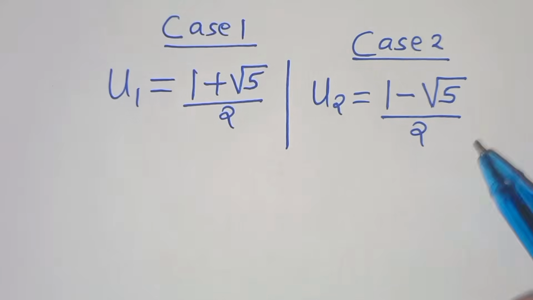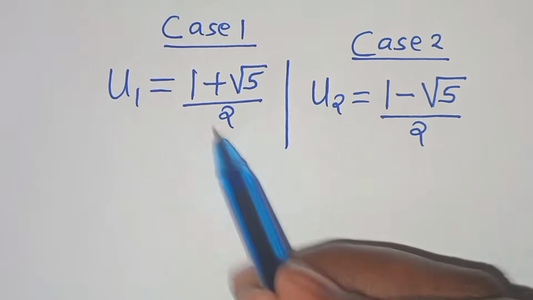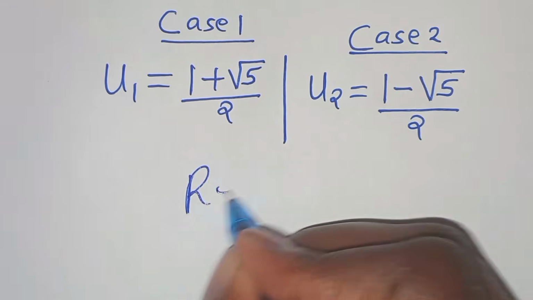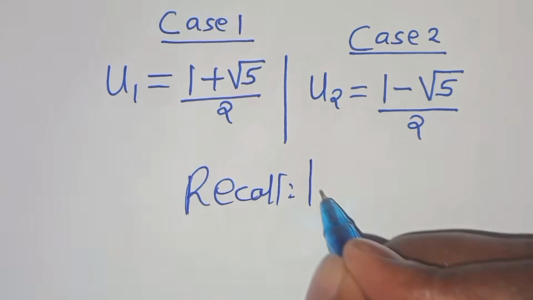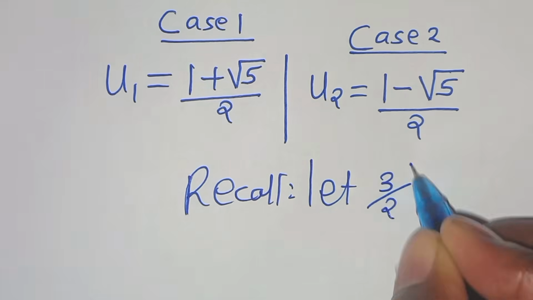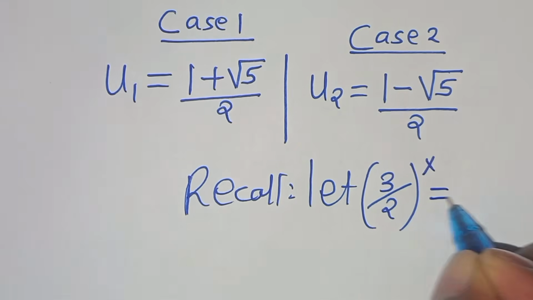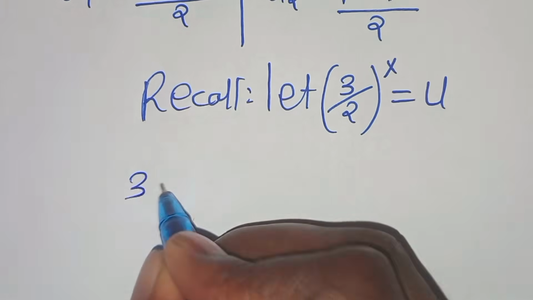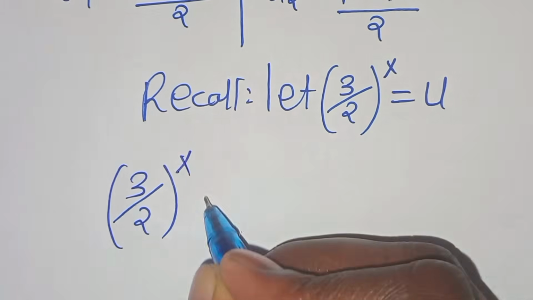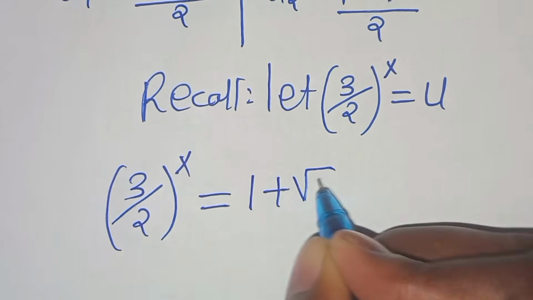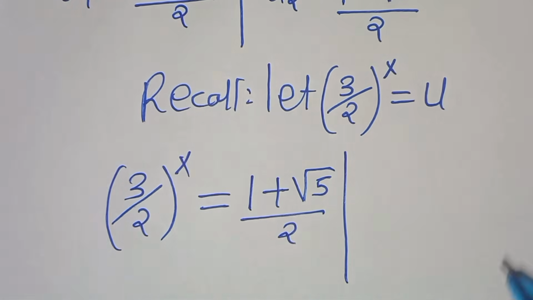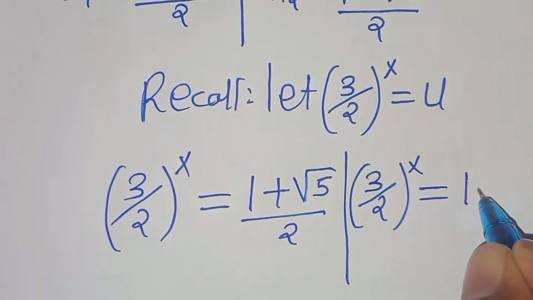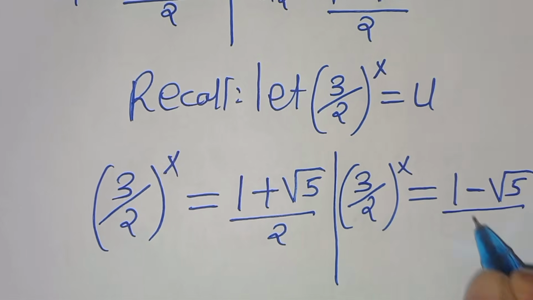Now we have got two cases here. We have u1 is 1 plus square root of 5 divided by 2. u2 is 1 minus square root of 5 divided by 2. If you recall, we have seen that we let 3 over 2 raised to the power of x be equal to u. Now, let's substitute this so that we have 3 over 2 raised to the power of x. This is equal to 1 plus square root of 5 over 2. This is under case 1. And in case 2, we have 3 over 2 raised to the power of x. This is equal to 1 minus square root of 5 divided by 2.